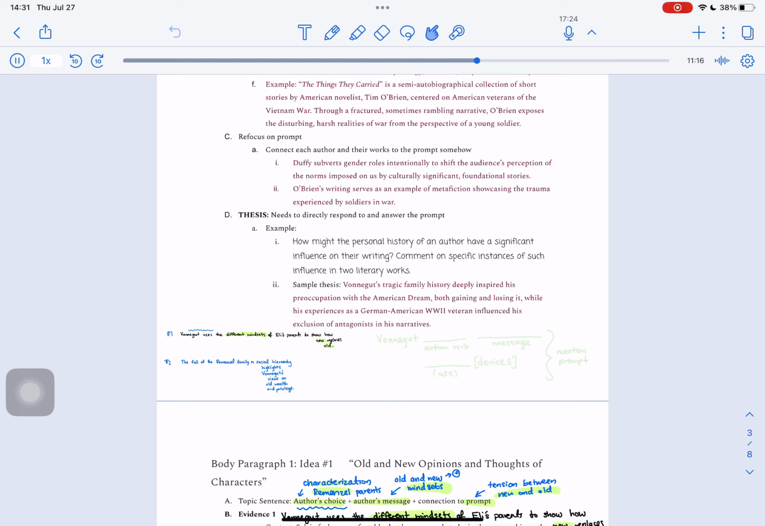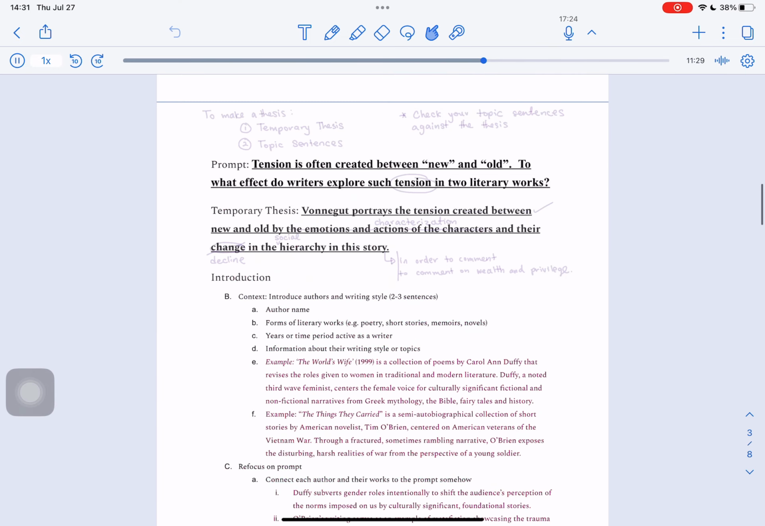Okay, so what we have to do is you have to think about your topic, which is written up here. Tension is often created between the new and old. To what effect do writers explore such tension in two literary works? I think that what Genta did well is he came out with the author's message, which is basically like the old dies and is replaced by a better new. Yes?